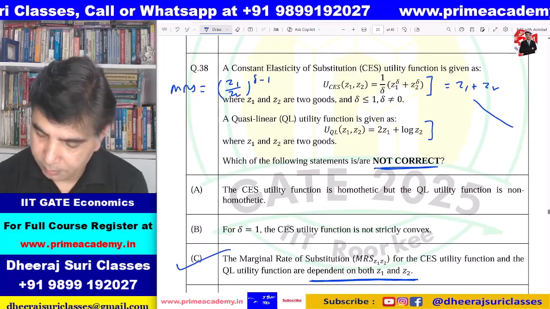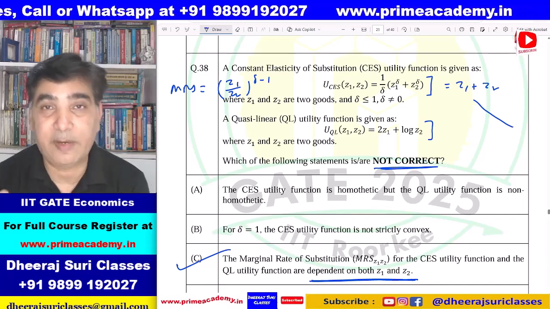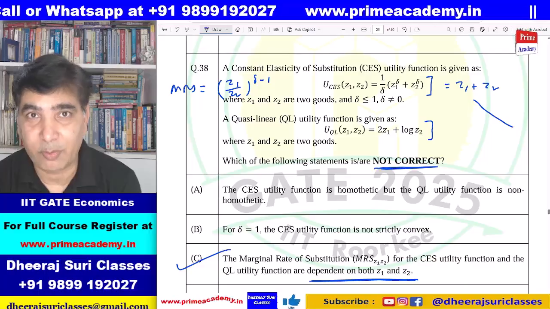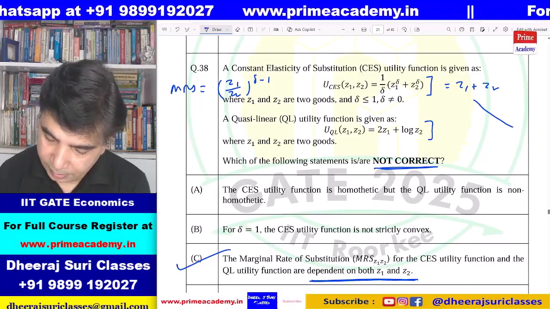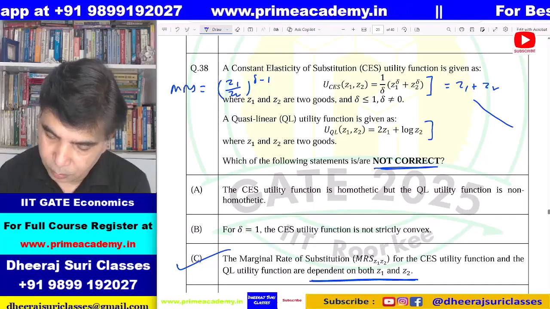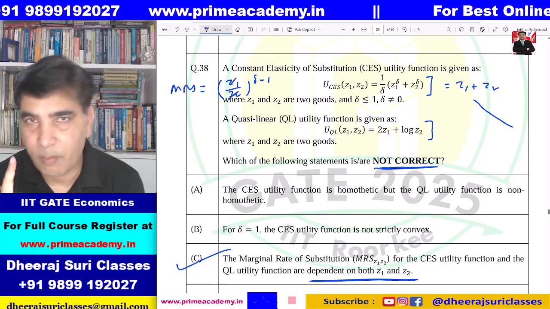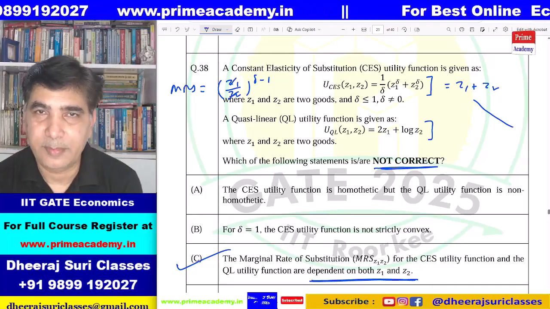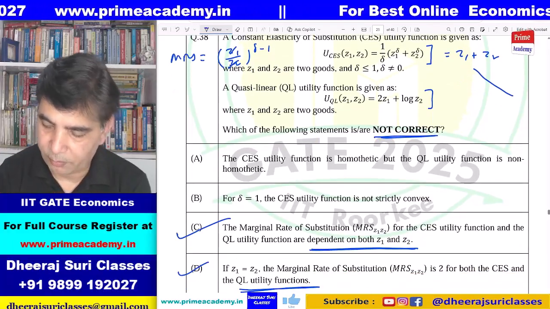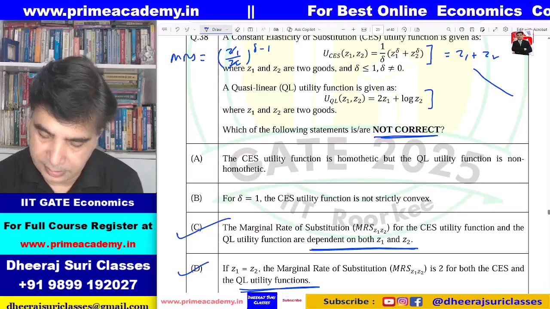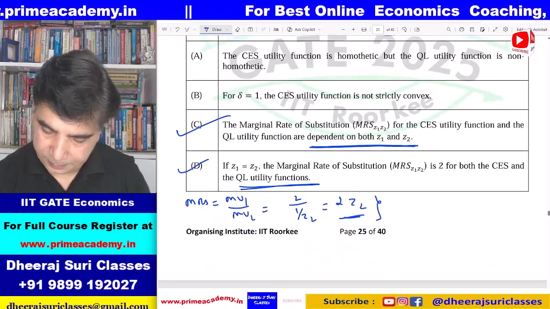Okay. Now MRS is dependent on Z1 and Z2. Yes, this is correct for CES, but it was incorrect for quasi-linear. So that is why I marked it as incorrect. And now here it says when Z1 is equal to Z2, MRS is 2. No. When Z1 is Z2, they will get cancelled out. MRS will become 1. 1 power something is 1 only, right? So MRS will become 1. So this is incorrect for both quasi-linear and CES as well. So D is incorrect. Both C and D are incorrect. So my answers are C and D.